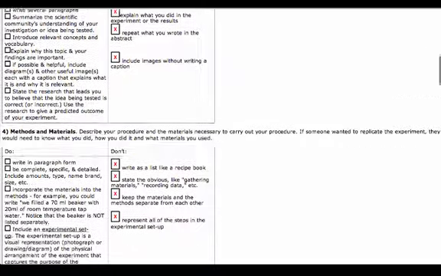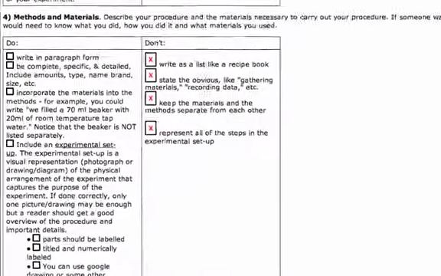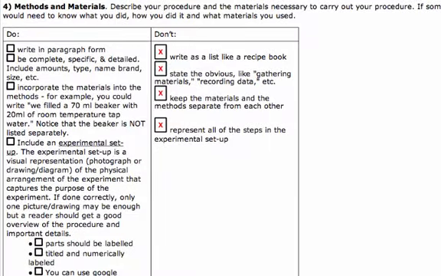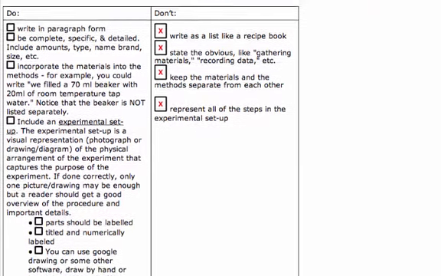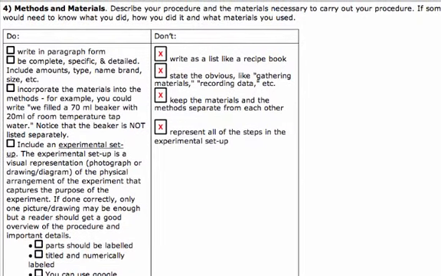So materials and methods. This is basically your procedure. And you have to give enough detail so that if someone wants to replicate your experiment, they know what to do. They know what materials to get. They know what steps and in what order. This needs to be written in paragraph form. So don't write it as a recipe book.